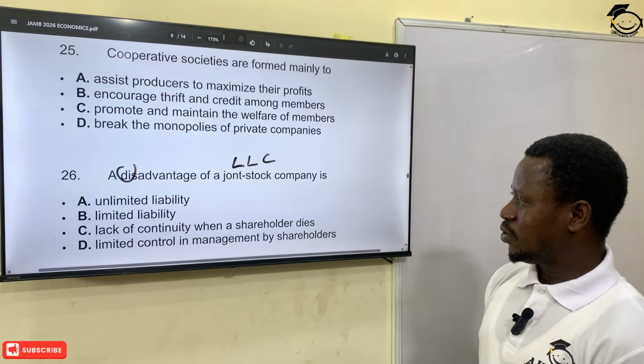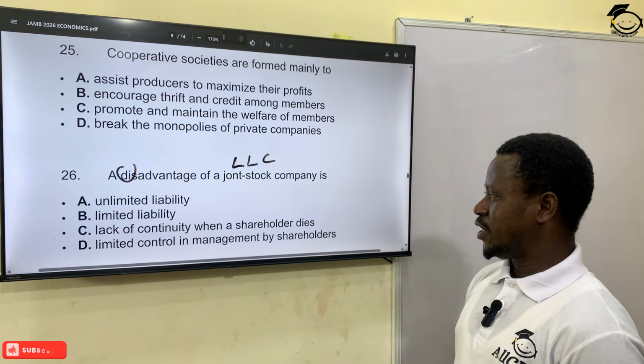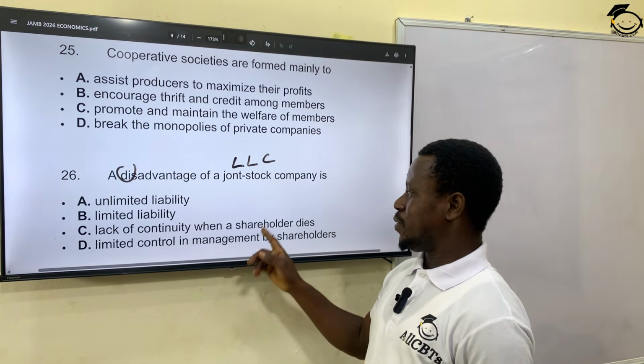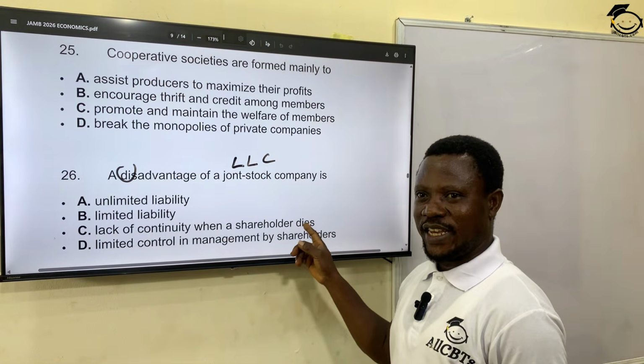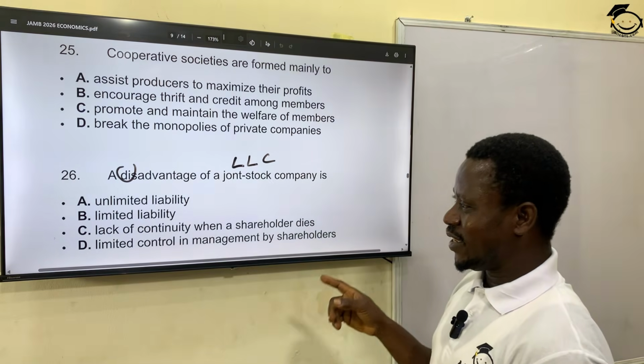C, lack of continuity when a shareholder dies. D, limited control in management by shareholders. Okay, now remember that a joint stock company is not owned by just one person. So the fact that a shareholder dies has no effect on this company. The correct answer is D.